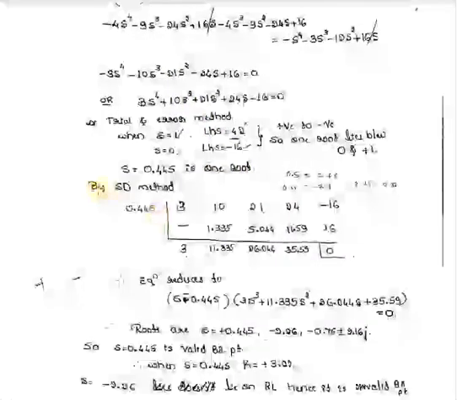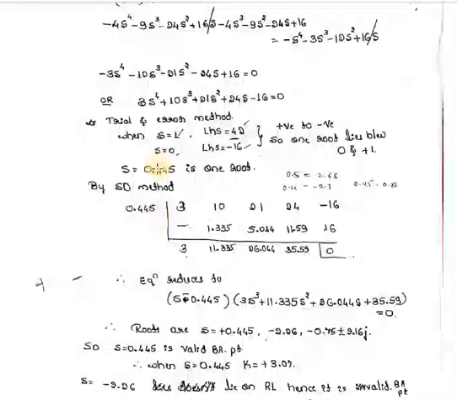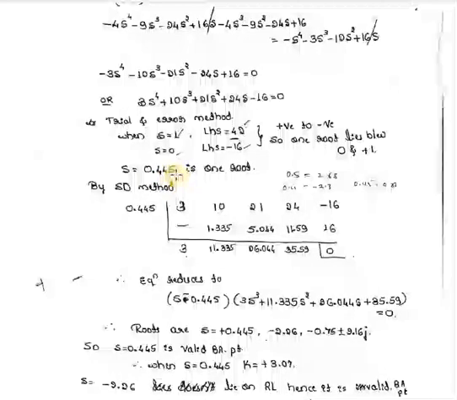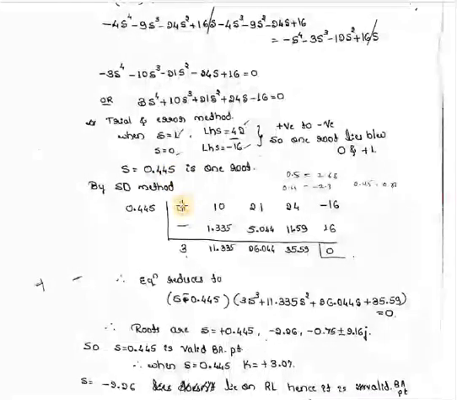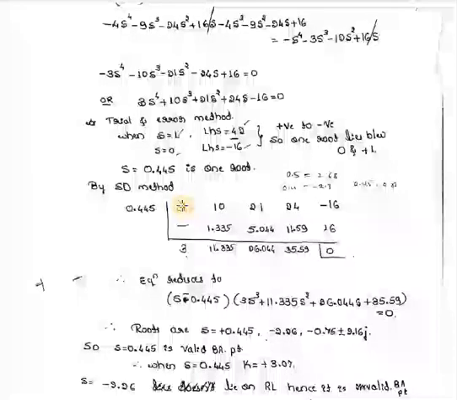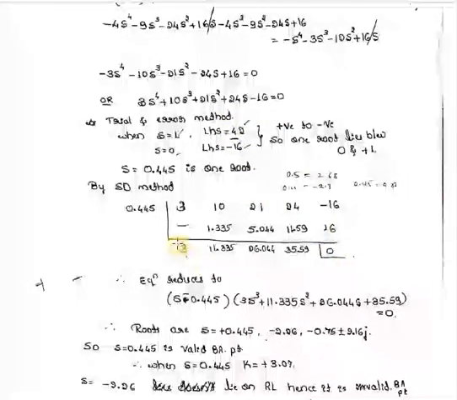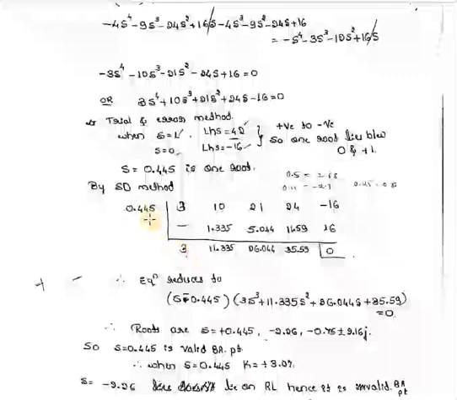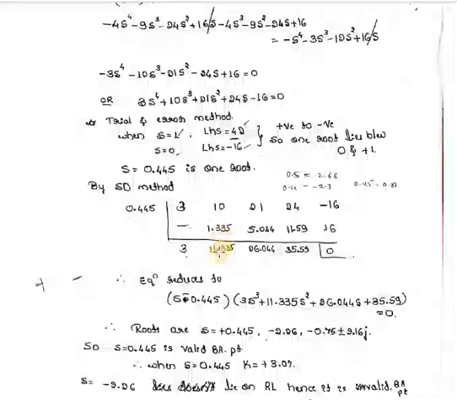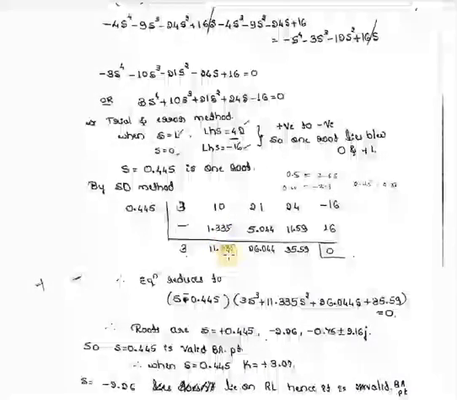Otherwise, by this synthetic division method, this value you will get from the calculator, that is, take s square as common, solve the second order equation, so that you will get one value as this 0.445. Now here write the coefficients of the s terms: 3, 10, 21, 24 and minus 16. So here, as it is, 3 will be there. So 3 into this term will be 1.335. Add that one, you will get 11.335.